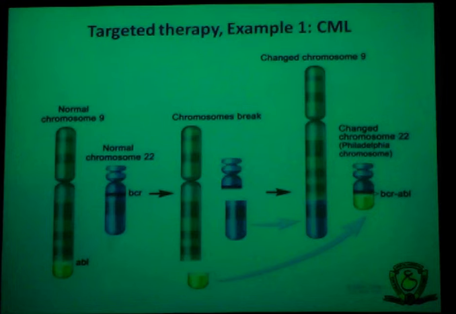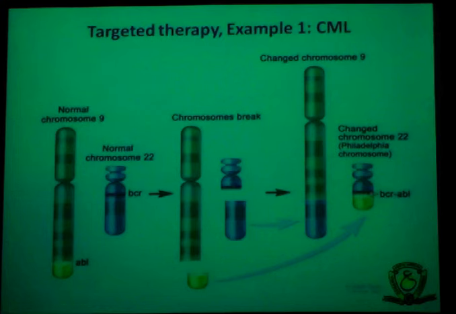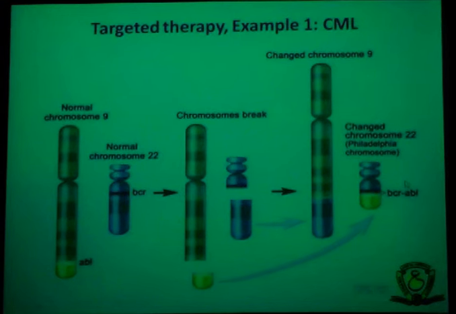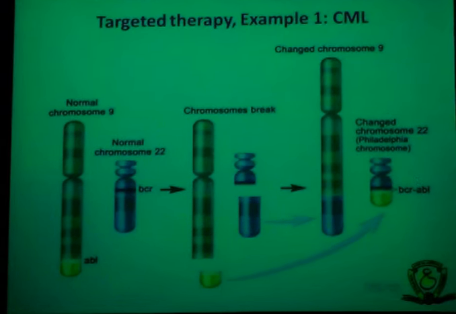Here is chromosome 9 where ABL is the gene that is present. Chromosome 22, BCR is the gene. There is a breakpoint here and here. So this piece will go and attach with this. The red part is the BCR gene, the blue one is ABL, fused together. A new gene is formed, which won't exist in normal cells. A new chromosome is formed and a new gene is also formed with a different kind of function.